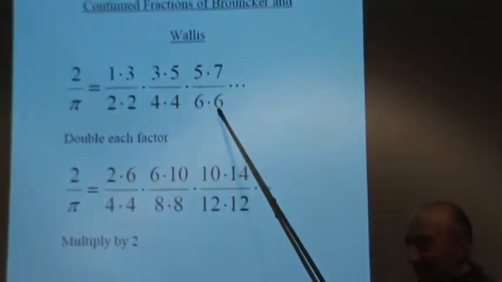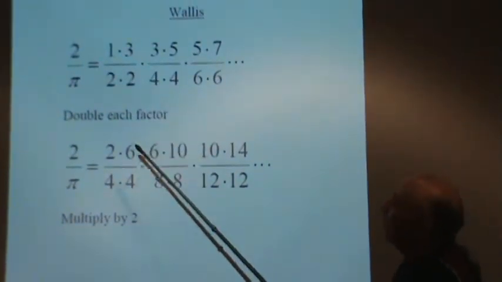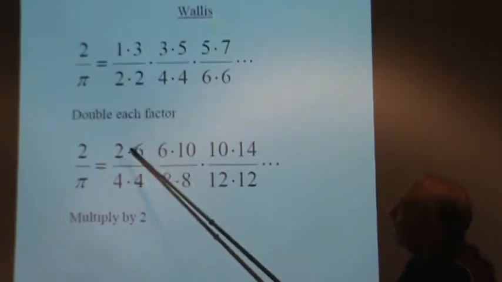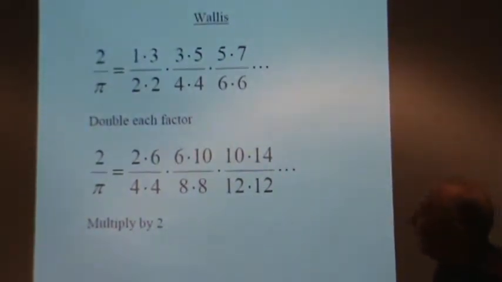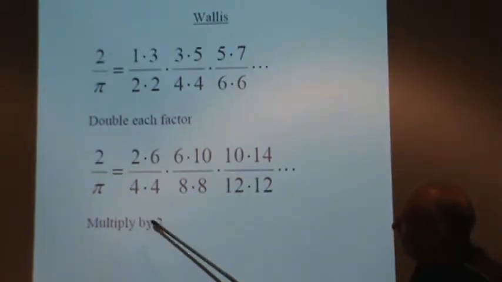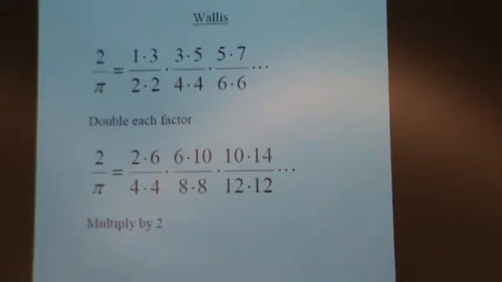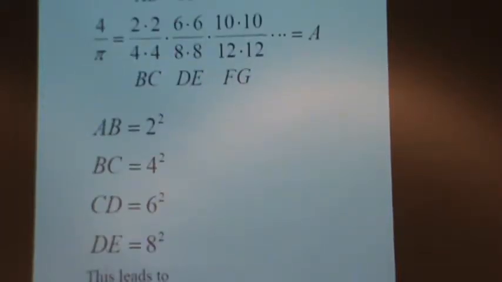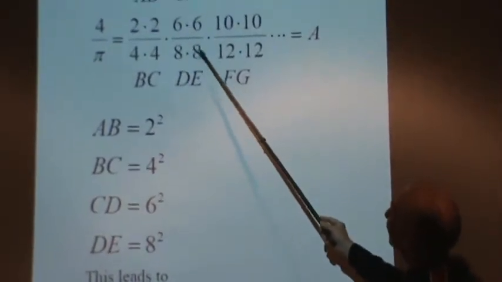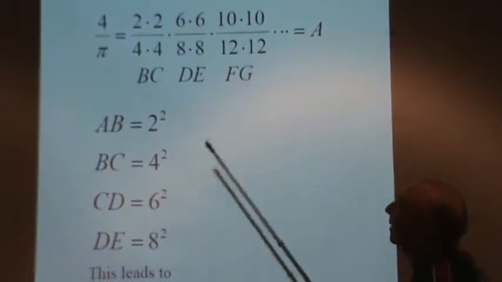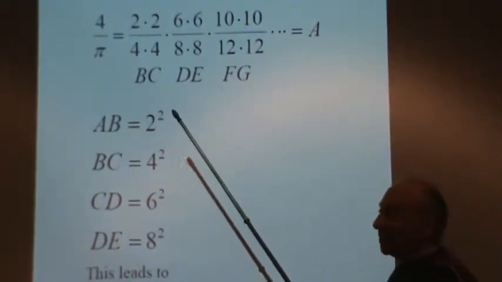His infinite product from 2 over pi. And then he says double every number here. Double every number. Now, then multiply by 2, and what you'll get is this: 2 squared, 4 squared, 6 squared, 8 squared, 10 squared. Now, this is just amazing when you look at it.